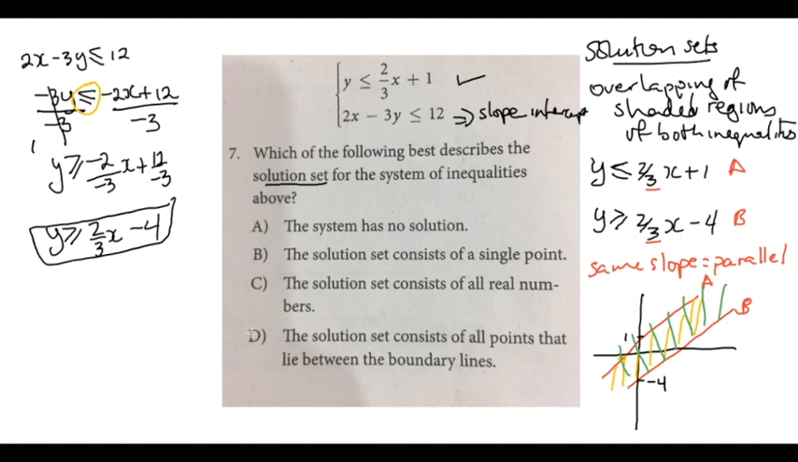Don't mind my pen is not writing. Your answer is D because the solution set consists of all points that lie between the boundary lines. These are my two boundary lines, and all the points here would represent my solution sets.